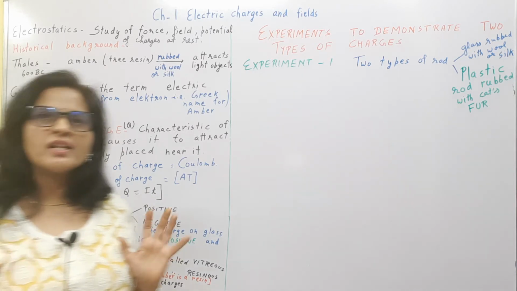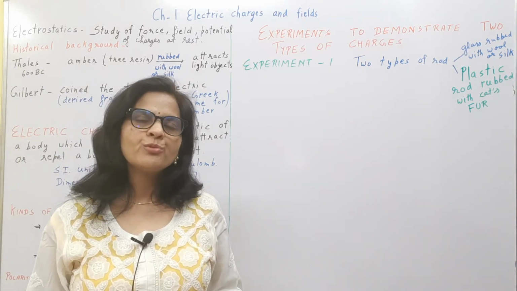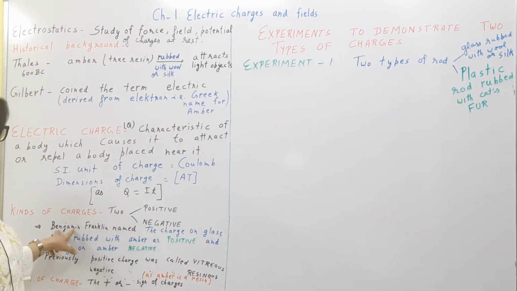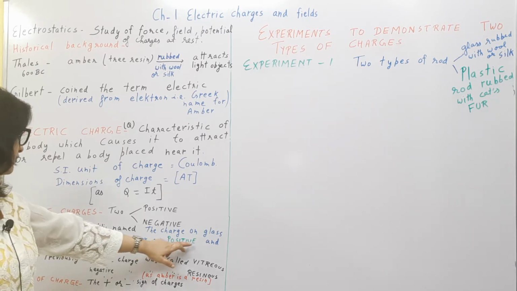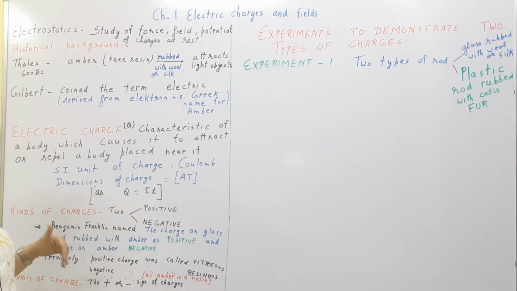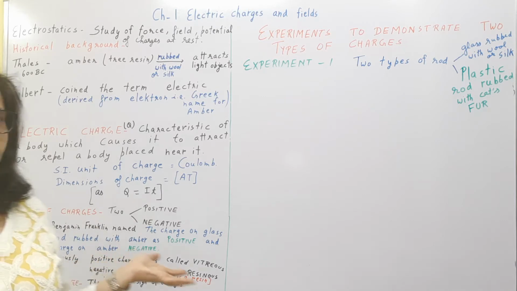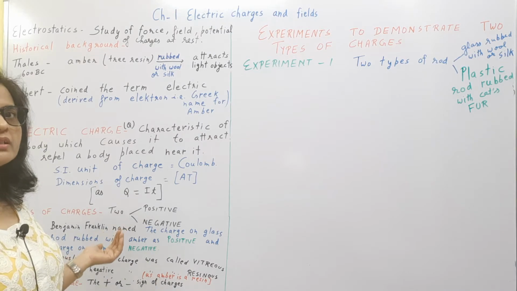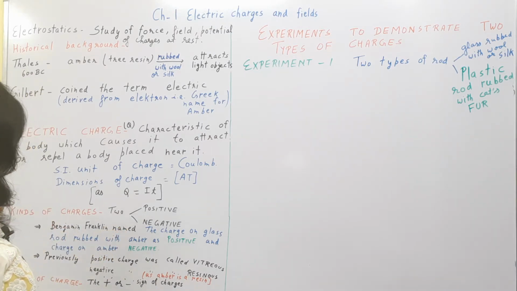Then we have kinds of charges. You are aware that we have two types of charges, that is positive and negative. Benjamin Franklin was the scientist who gave the positive charge term and the negative charge term, and he said that the charge on the glass rod which is rubbed with amber is the positive charge, and the charge on amber is called the negative charge. So glass rod got a positive and amber got a negative charge.